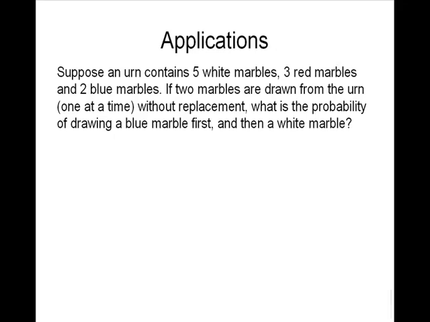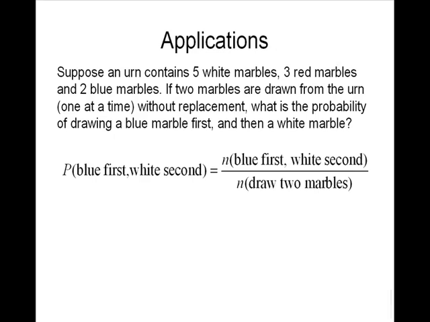So to do this, we're going to have to use our basic rule and definitions of probability. The probability of a blue first and a white second is simply the number of ways to get blue first, white second, divided by the number of ways to draw 2 marbles. Since we talked about first and second here, order definitely makes a difference in this problem. I'm going to use permutations to actually calculate this out.